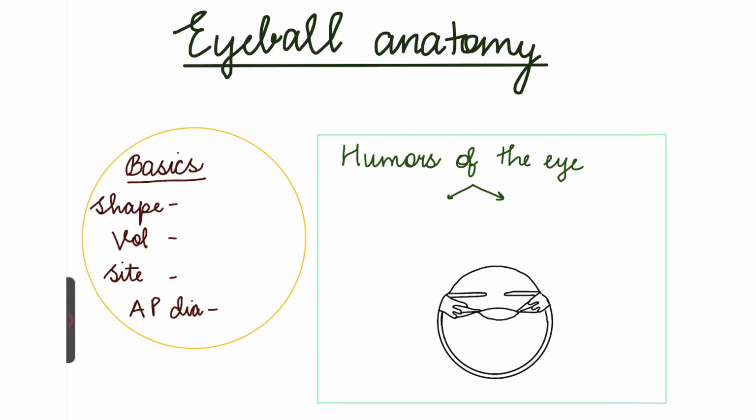To begin with the basics, the shape of the eyeball is oblate spheroid. It is aspherical. It has a volume of 6 milliliters. The site is the orbit and the anteroposterior diameter is 24 mm.